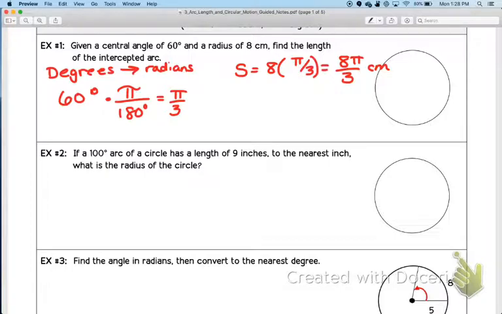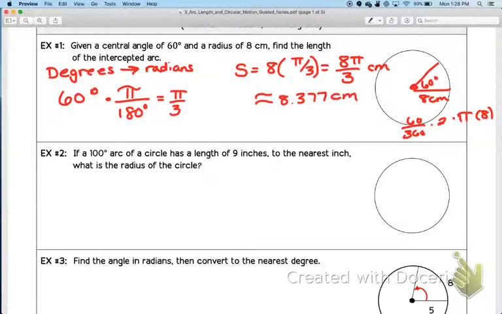So what's that equivalent to if I actually want a decimal version of that? It's approximately 8.377 centimeters. In this, I should have drawn this out first. Here we have a 60-degree angle and 8 centimeters. So I could technically do 60 divided by 360 times 2 times pi times 8, so 60 over 360 times 2 times pi times your radius.